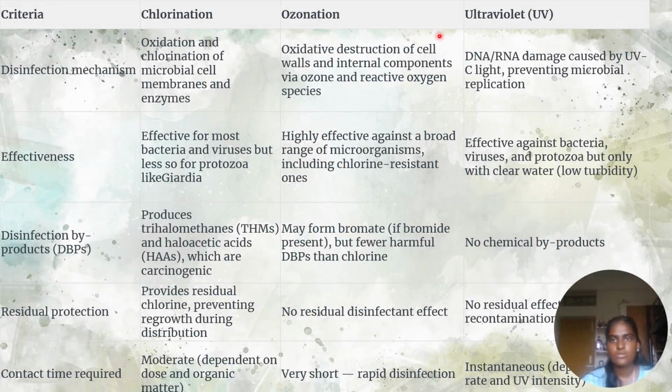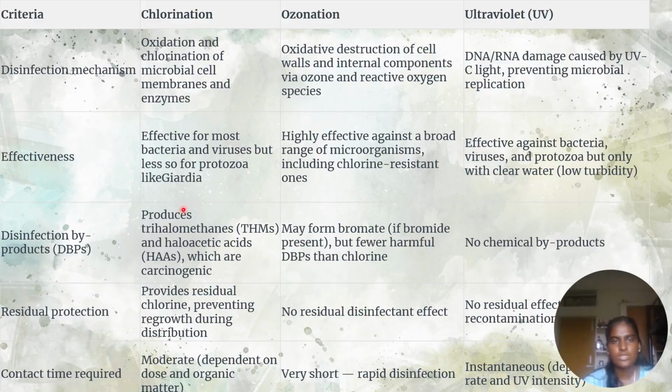This is the overall view of that: chlorination, ozonation and ultraviolet radiation. First, the disinfection mechanisms: chlorination oxidizes the microbial cell membrane and enzymes. Ozonation also attacks the cell wall and the internal compounds, as ozone reacts to oxygen and produces ROS, and it directly damages the DNA and RNA, so pathogenic microorganisms can't survive under UV radiation.